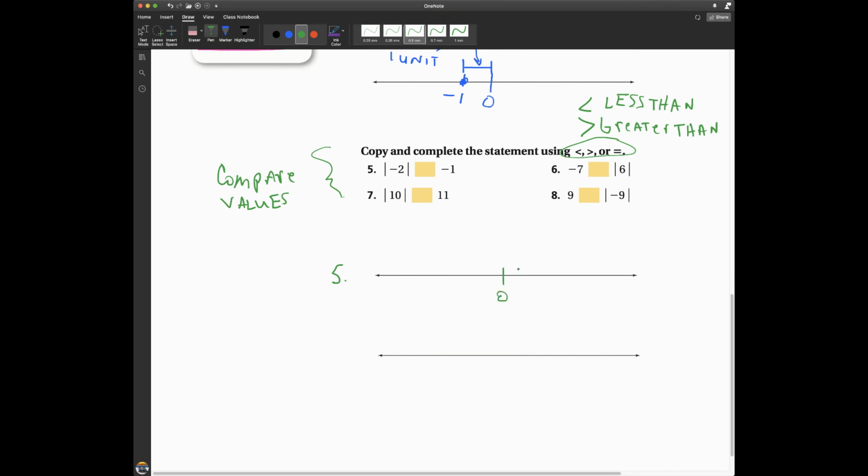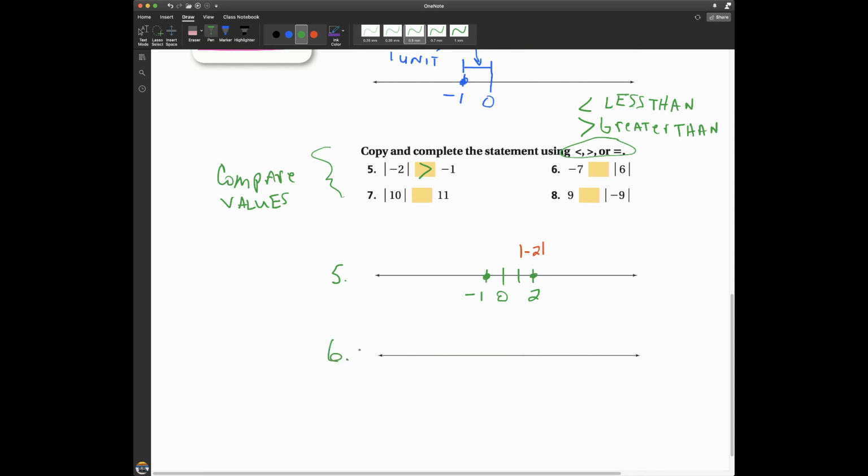Here's 0, so it is 1, 2, right there. So that's 2, but it also represents the absolute value of negative 2. And then negative 1 is just right here. So the absolute value of negative 2 is 2, and that's greater than negative 1. So I put a greater than symbol there.